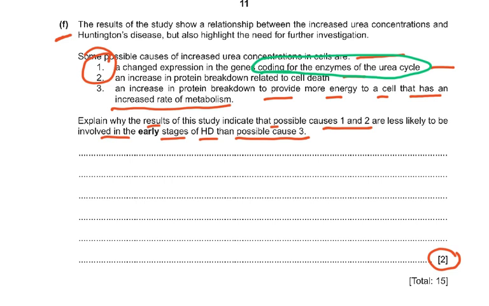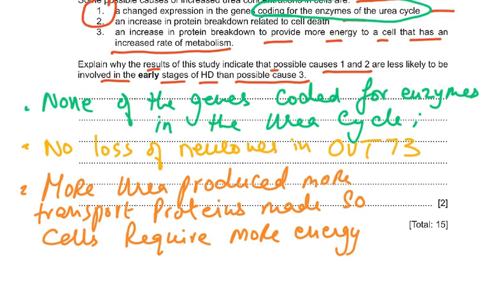More urea produced, so more transport proteins made. That means the gene expression, so cells require more energy. So that's how we word it. None of the genes coded for enzymes in the urea cycle, no loss of neurons in OVT73. More urea produced, so you need more transport proteins. You know, for protein synthesis, you need more energy. So cells require more energy. And that was the point that they gave here, provide more energy. This is the point that they were giving here.